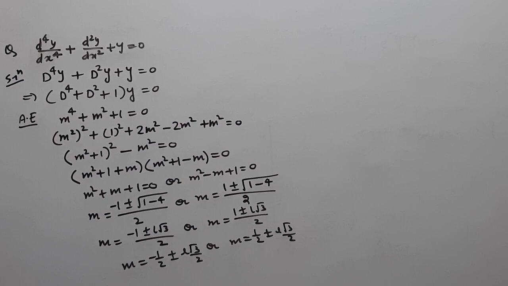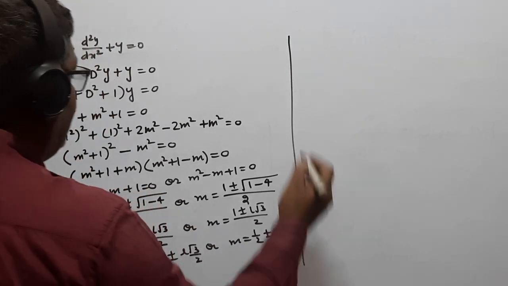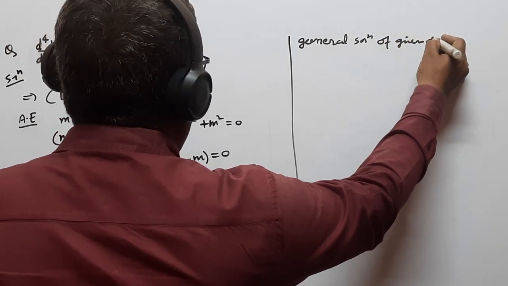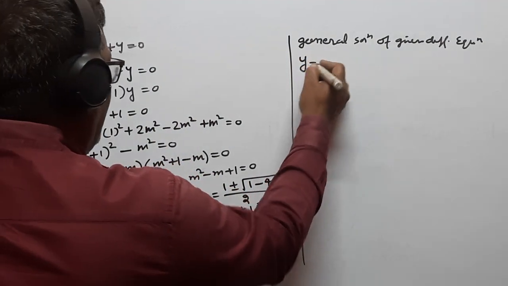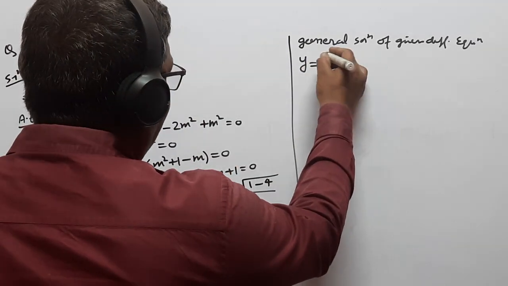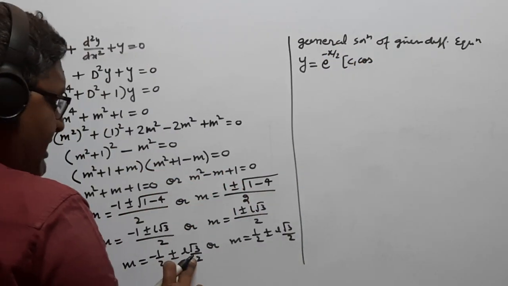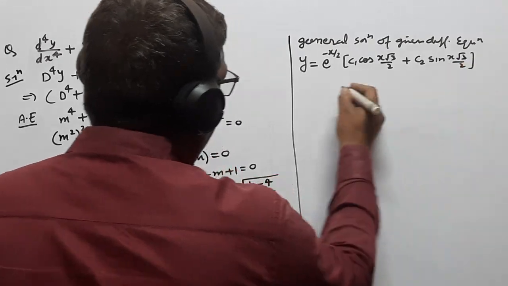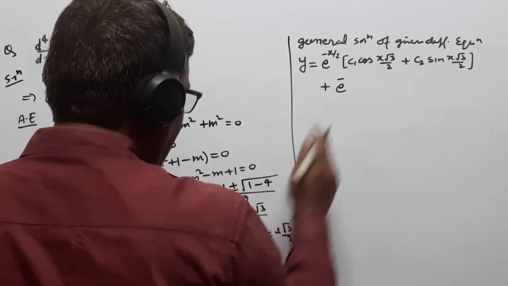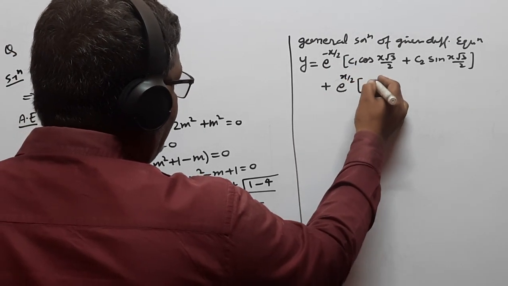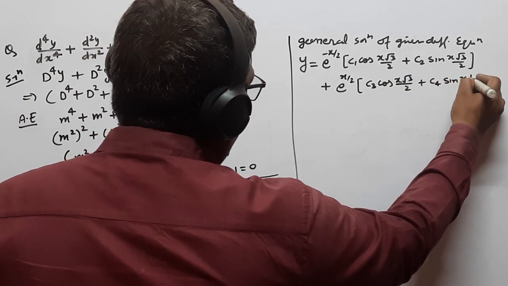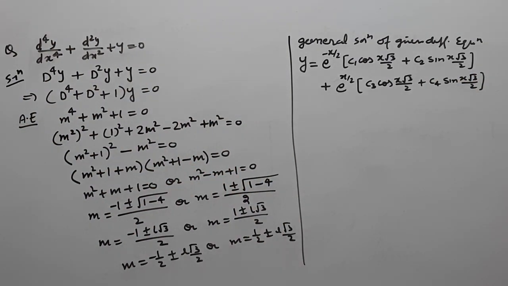So we can write the general solution of the given differential equation as y = e^(−x/2)(c1 cos(√3x/2) + c2 sin(√3x/2)) + e^(x/2)(c3 cos(√3x/2) + c4 sin(√3x/2)). Here alpha is minus 1 by 2 in the first part and 1 by 2 in the second, and beta is root 3 by 2. Here you can see that this is the general solution of the given fourth order linear differential equation.